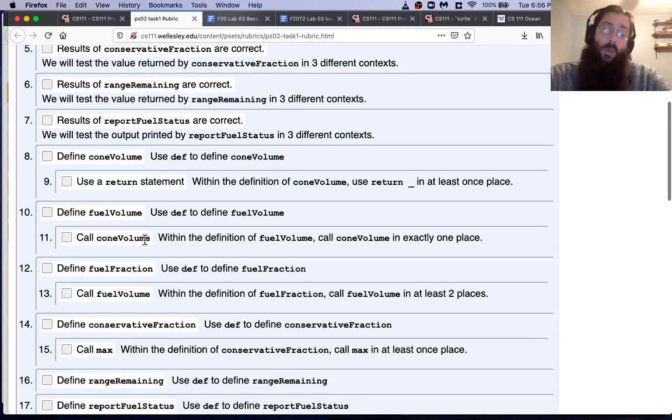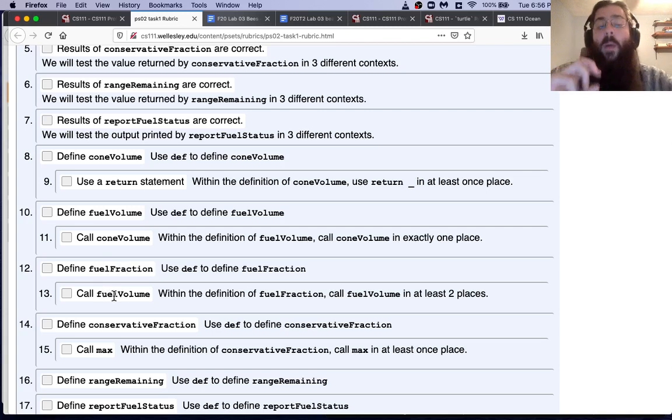All right, core goal number 10, you have to define the fuel volume function. And the sub-goal here is that function must call the cone volume function, which is sort of something I discussed in how you should go about that. Core goal number 12, you must define the fuel fraction function, and the sub-goal here is that that function, fuel fraction, has to call fuel volume.